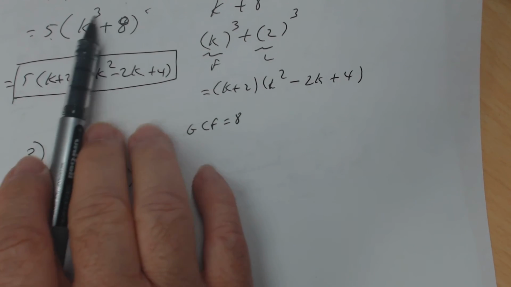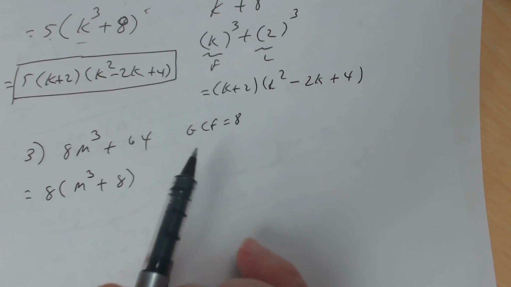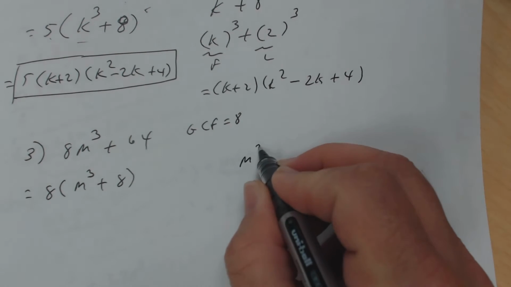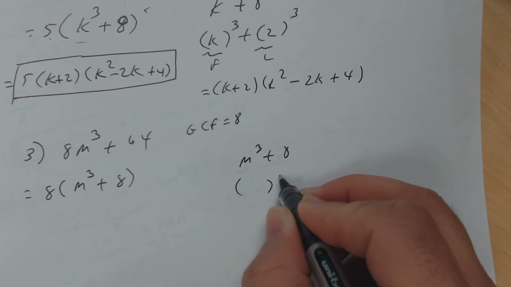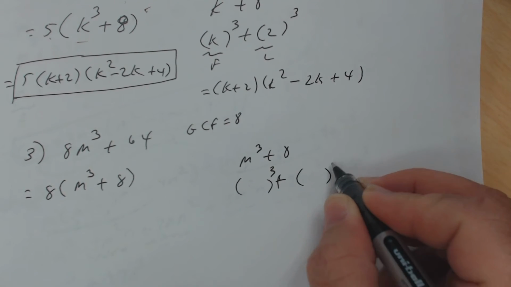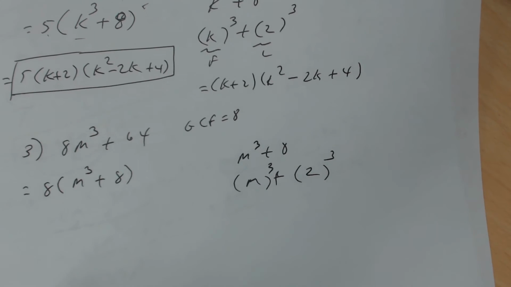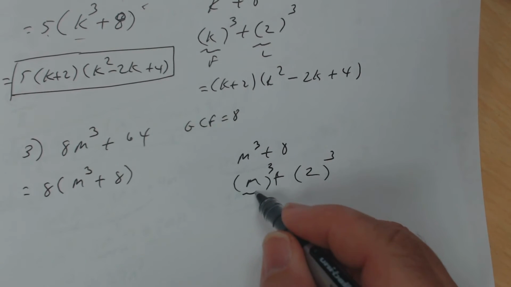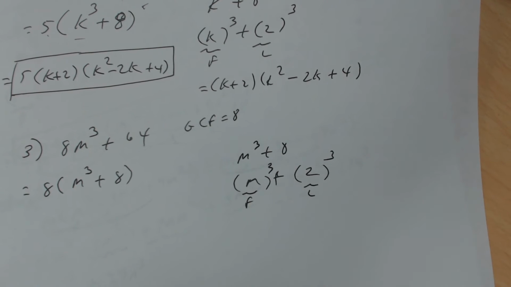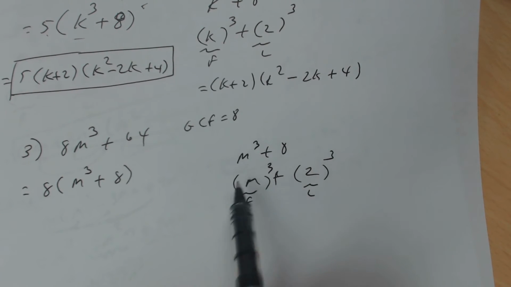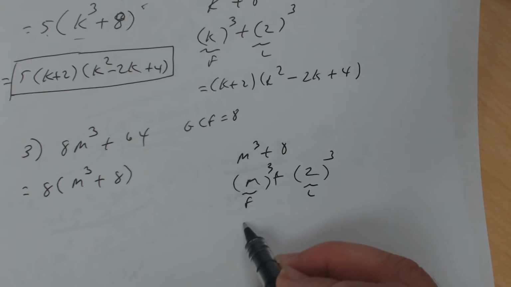Just like we did this one, you work it on the side. So we can do the same thing here. M cubed plus 8 is the sum of 2 cubes, because this is going to be m, and this will be a 2. And so here's your F, here's your L, and so just like this one, they're very similar, except instead of K, we're going to use M.